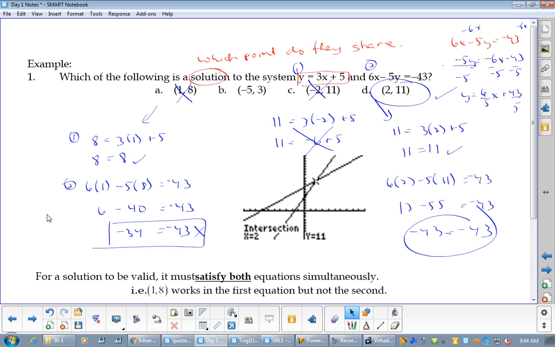Now, can parallel lines have infinite solutions? If they're the same line, right? So if they're the same line and they fall on top of each other, there are 2 lines that share an infinite number of points. If there are 2 lines that are parallel beside each other, they will never meet. Never meeting means never a solution. Okay? Meeting means solution, and that's why I put which point do they share.